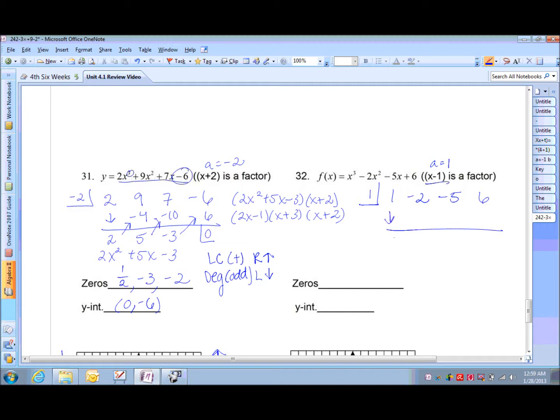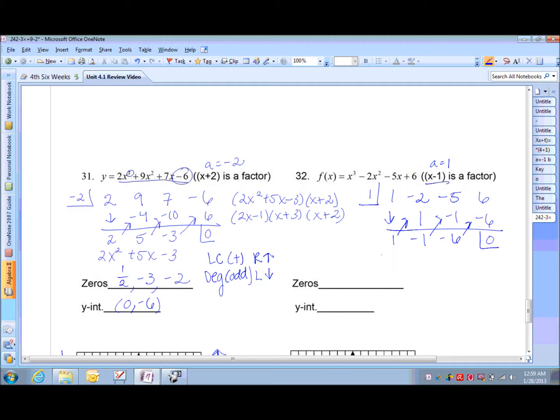We bring down the leading coefficient of 1. 1 times 1 is 1. -2 plus 1 is -1. 1 times -1 is -1. -5 minus 1 is -6. And -6 times 1 is -6. And you're left with 0.